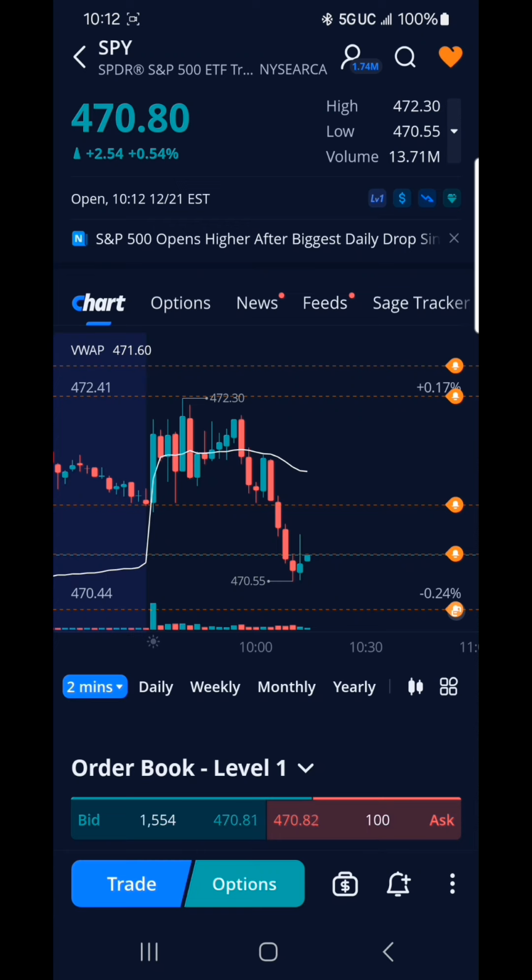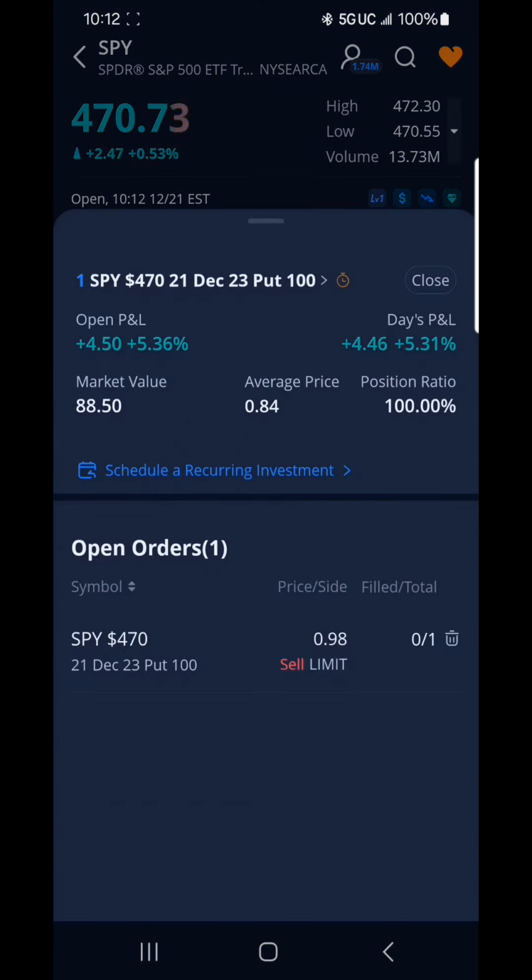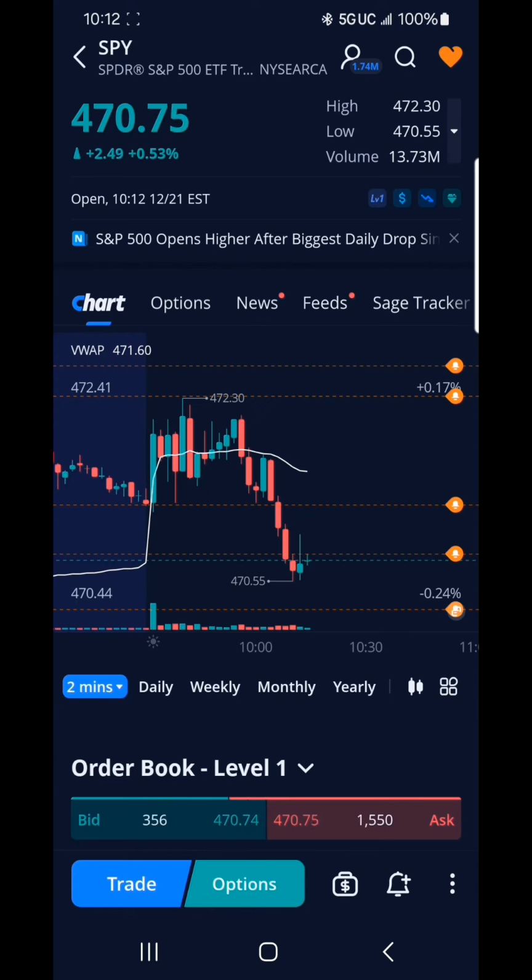But either way, let's see what we got here. It's getting stuck at that resistance, trying to get stuck and go back down. Looks like a good sign. Still 5% up, so it's not really a big deal.